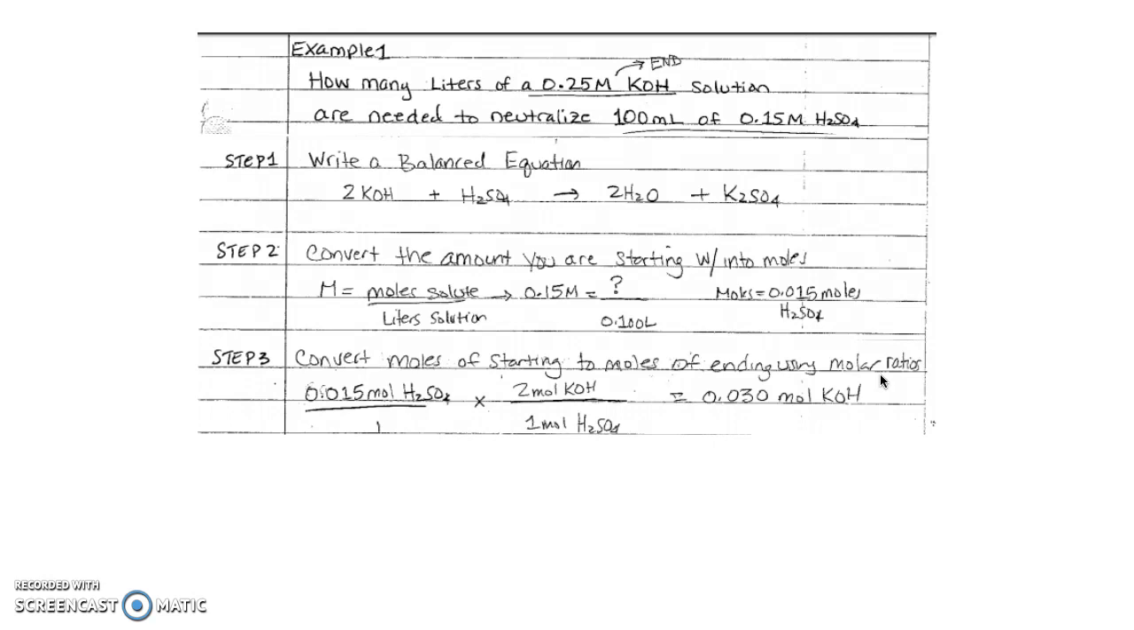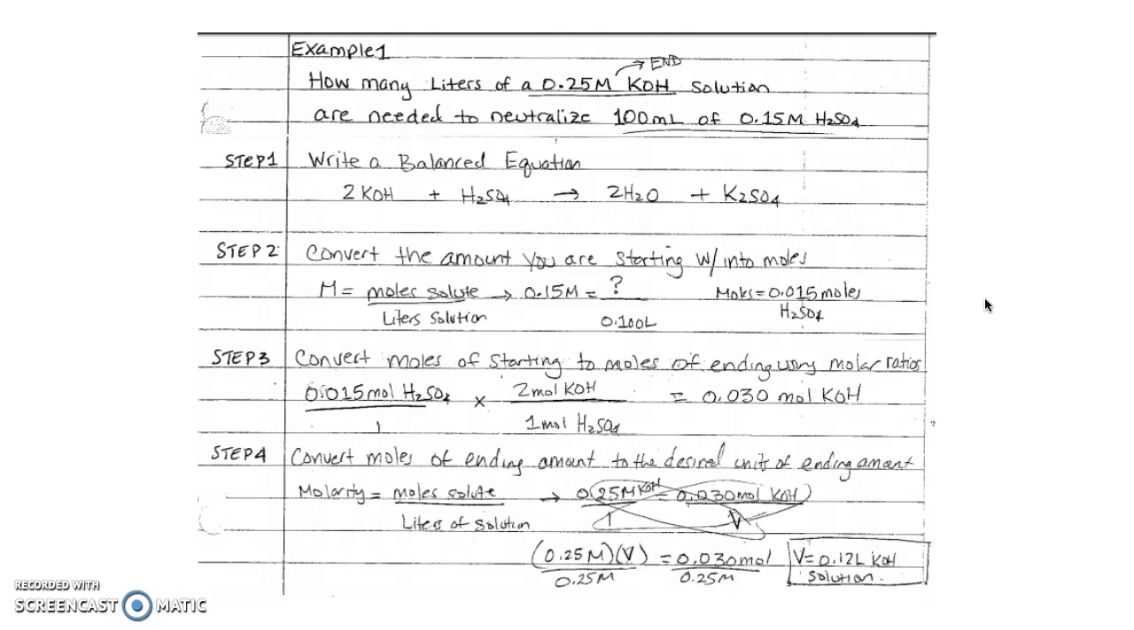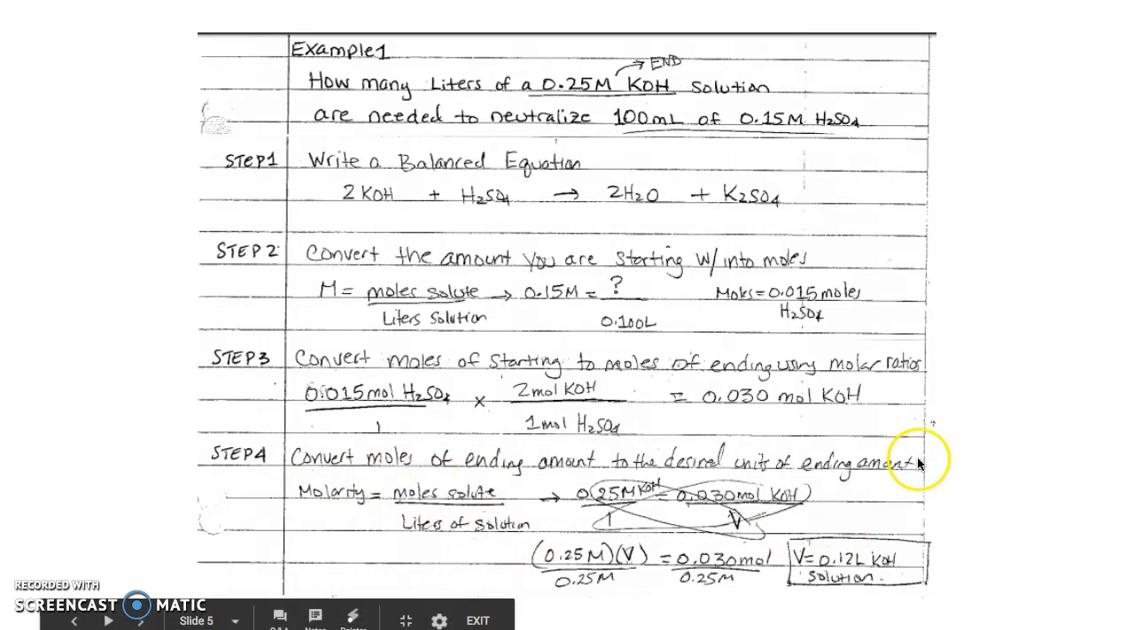So now we have moles of ending, moles of KOH, but they want us to report our answer in liters, and so we need to do one more conversion, and that is to convert moles of ending to the amount of the desired units. In this case, it's liters, so we need to pick the equation that will do that, an equation that relates moles to liters. And the equation, again, that we are using here is molarity equals moles of solute over liters of solution. We plugged everything in, and we got our volume.